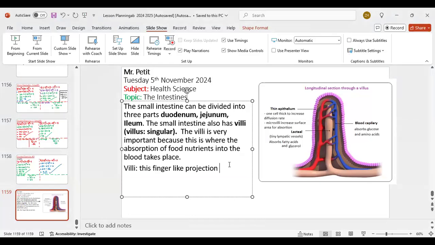This finger-like projection allows the digested, so the food is already digested, that's great, the digested nutrients to be absorbed into the circulatory system. That's the villi.